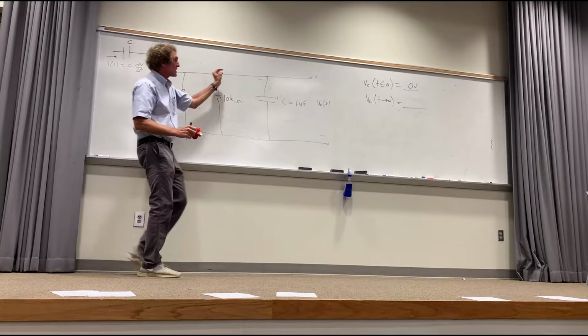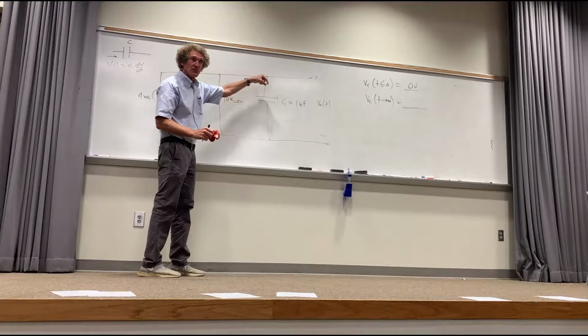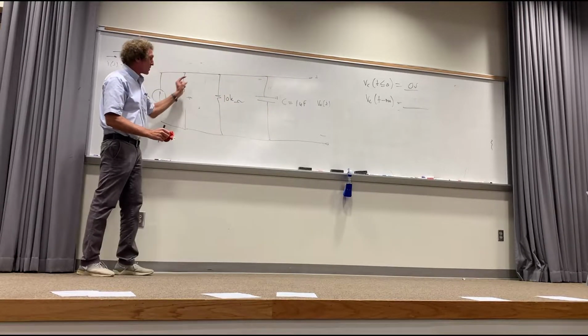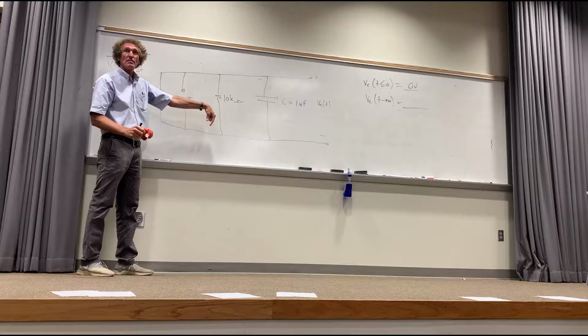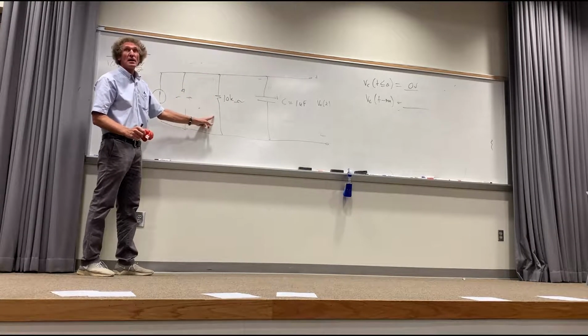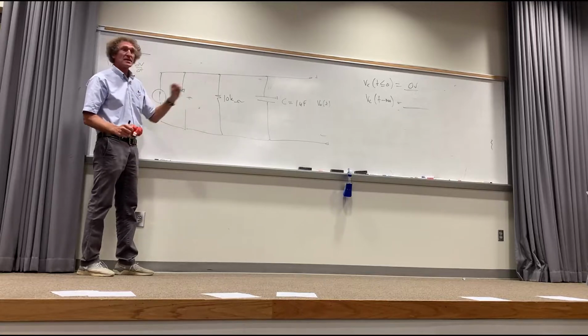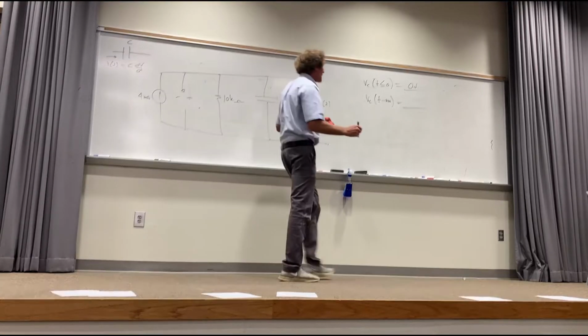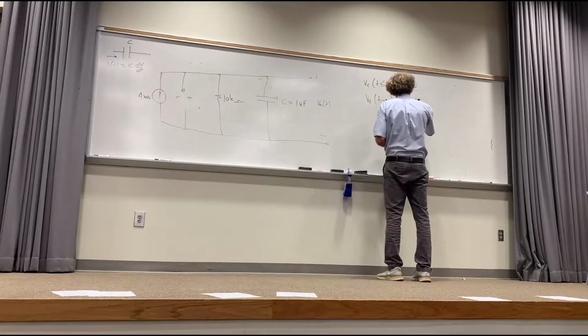As T goes to infinity, none of that current can flow through there. You follow me? All of it must flow here. You all see that, everyone? If all the current flows there, what's the voltage? 4 milliamps, 10K, 40 volts. So this is 40 volts.